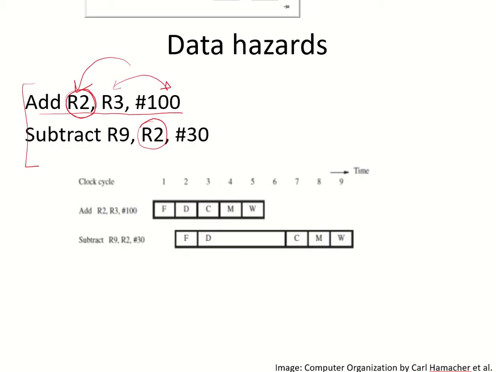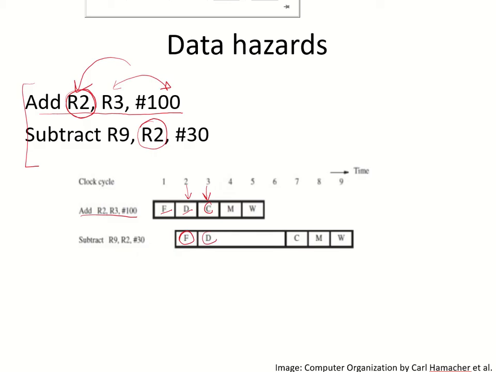Let us see how both these instructions will proceed in a 5-stage pipeline. Add R2, R3, 100. In the first clock cycle, it will be in the fetch stage. In the second clock cycle, it is in the decode stage. In the second clock cycle itself, the subtract instruction will be fetched. In the third clock cycle, compute will take place. So R3 and 100 will be added in the ALU.